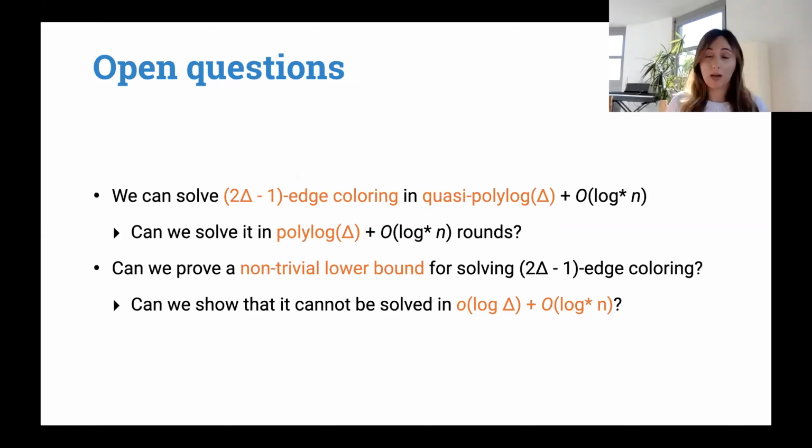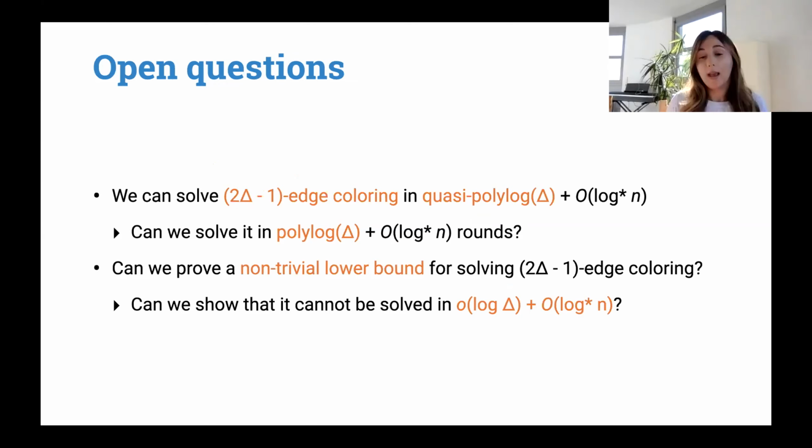On the upper bound side, we have shown that 2 delta minus 1 edge coloring can be solved in time quasi-polylogarithmic in delta plus order of log star of n. And this really doesn't seem the right answer for this problem. So a natural question is, can we solve this problem in polylog delta plus order of log star of n rounds?